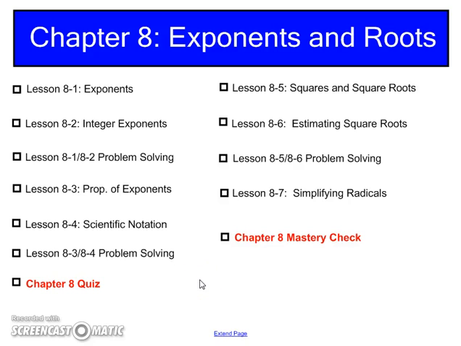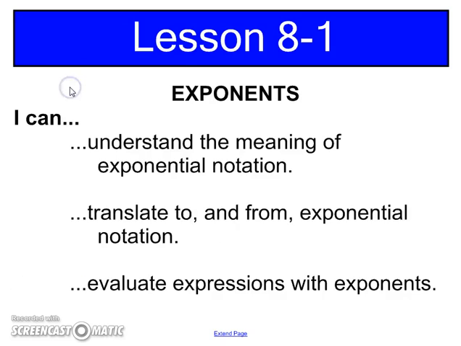Well, actually, I should say Chapter 8, we're going to do exponents and roots. And I will tell you ahead of time as we move into Lesson 8.1 here, 8.1 is very definitely a review of previous understanding of exponents. So if you think that you have done this part before, you probably have, okay?